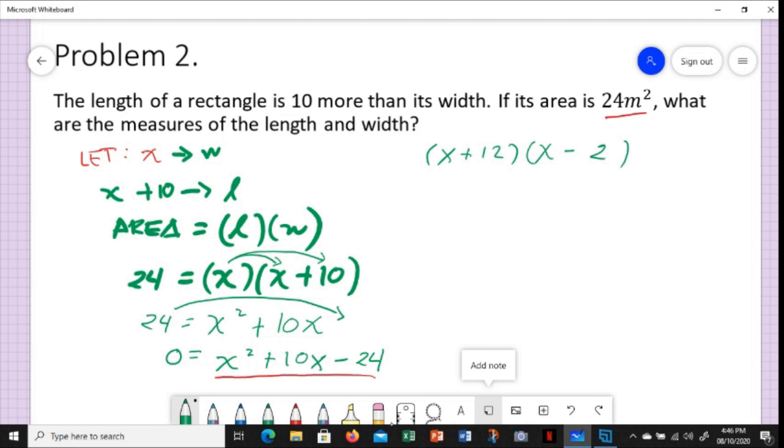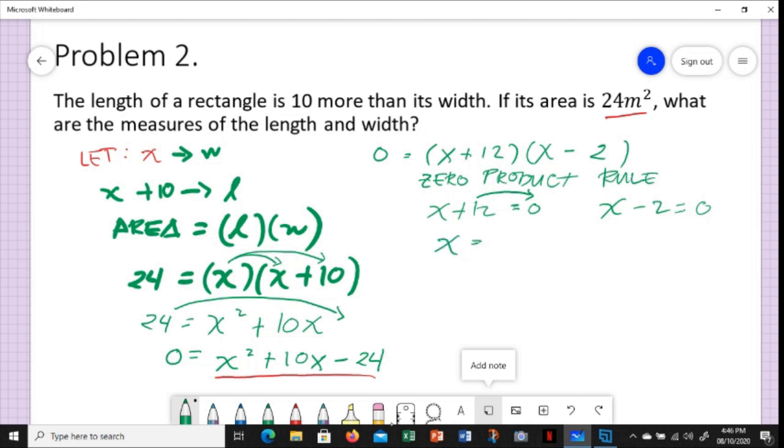Then we're going to apply again the zero product rule. So equate both factors to 0. So x plus 12 equals 0, then x minus 2 equals 0. Then simplify, transpose 12 to the other side and apply its additive inverse. So this will become x equals 0 minus 12, then simplify, x is equal to negative 12.